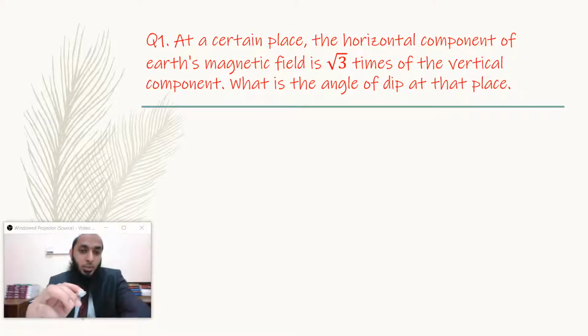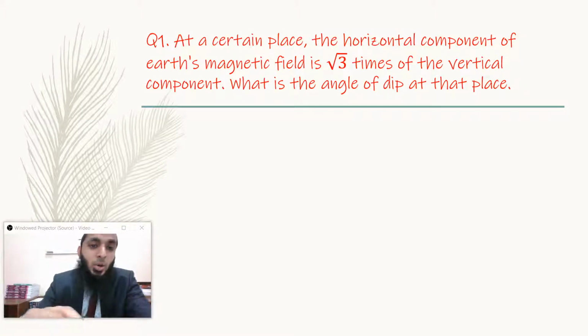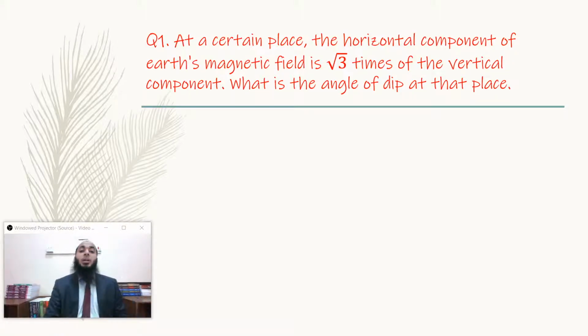So let's start. In this question, they are talking about a certain place where the horizontal component of Earth's magnetic field is root 3 times that of the vertical component. What is the angle of dip at that place? I tell this to my students frequently. Whenever you are solving a problem, first of all, write the given data. What are the data that is given in the question?